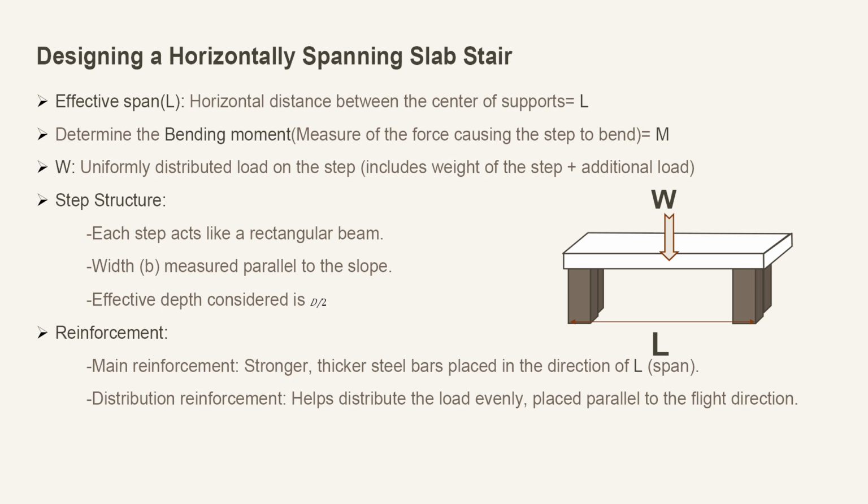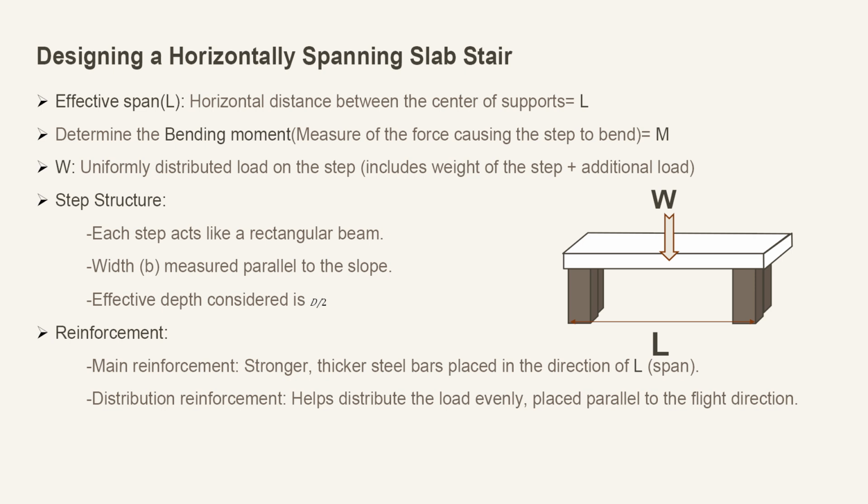First, we need to understand the effective span L, which is the horizontal distance between the centers of the supports. This is important because it tells us how far the step spans between the points where it is supported. The key formula we use to determine the bending moment, which is a measure of the force that can cause a step to bend, is WL square by 8. Here, W is a uniformly distributed load on the step, which includes the weight of the step itself and anything else that might be on it, like people or furniture.